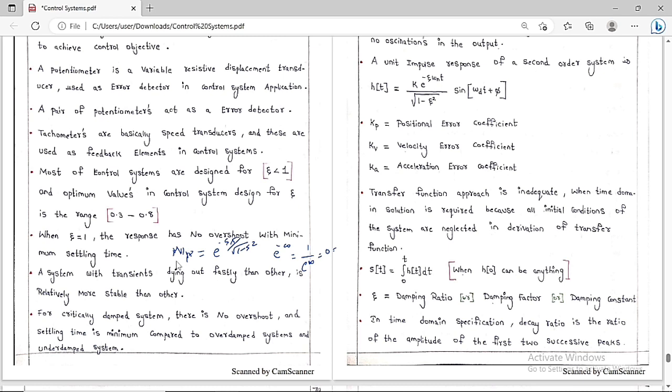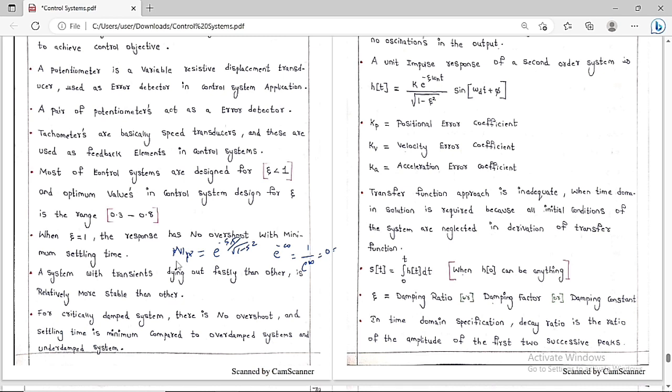When the zeta value lies between 0 and 1, we say it is an underdamped case, which means as time goes on, the overshoots are going to decrease. So zeta equal to 1 means we can say it is a critically damped system. In the case of a critically damped system, there are no peak overshoots, and the settling time is also minimum when compared to all the remaining three cases.